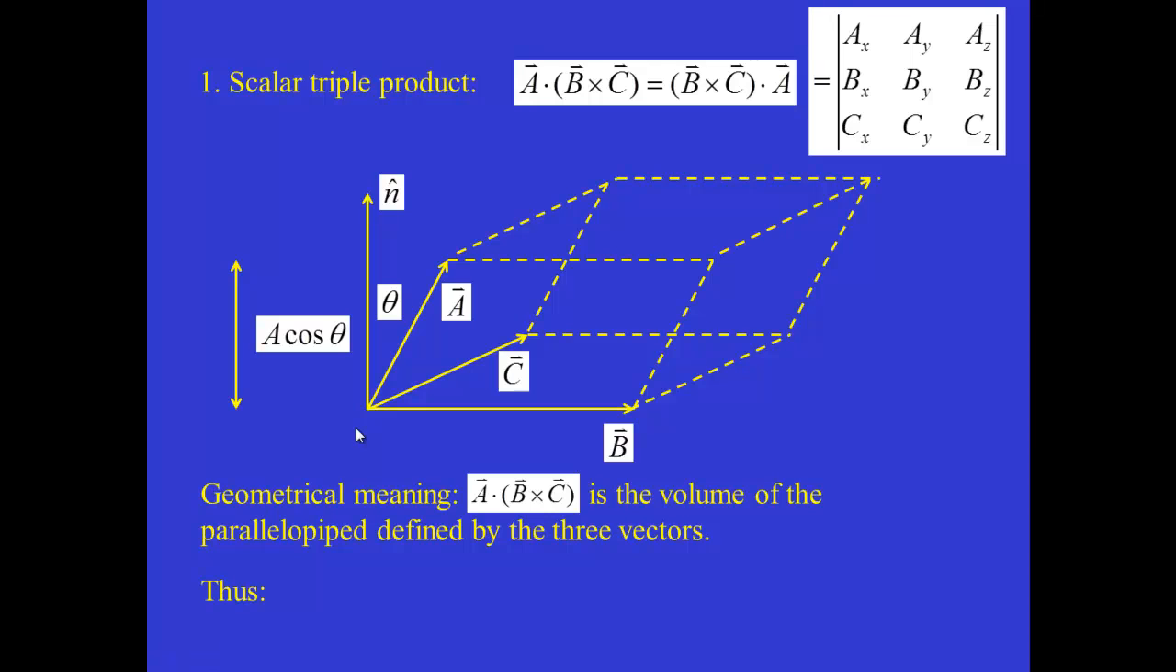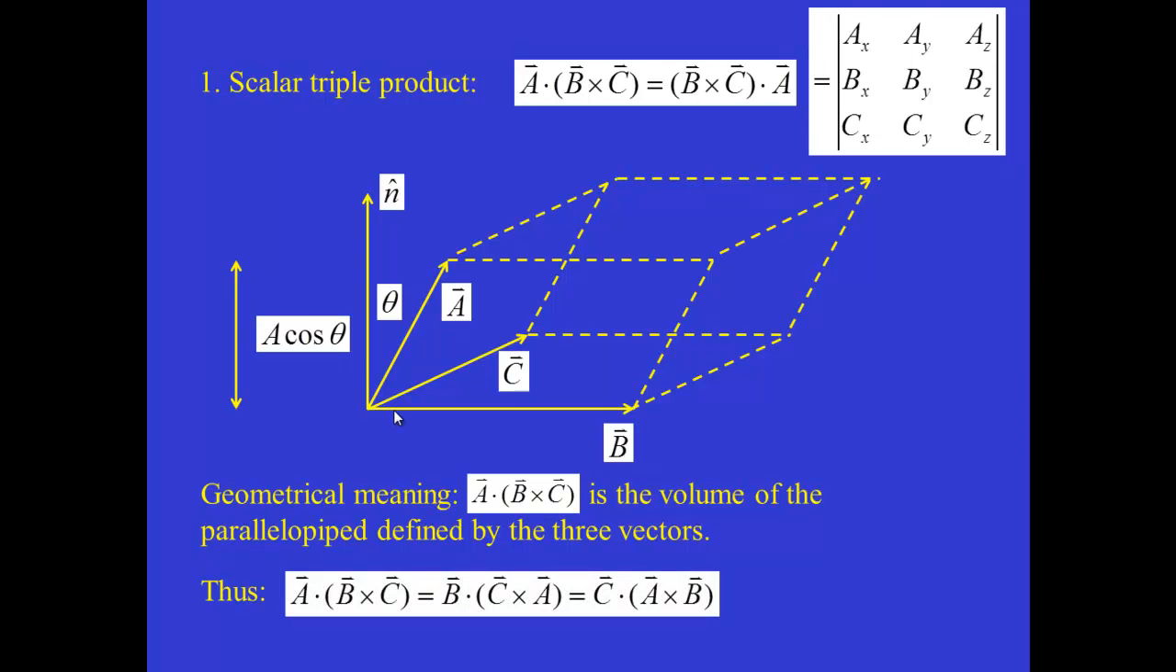Thus, if we see that this special kind of triple product is the volume, then the order in which these vectors appear should not matter. In other words, A dot B cross C should be the same as B dot C cross A and C dot A cross B. So all three of these are equivalent ways of representing this triple product and getting the volume of this parallelepiped.